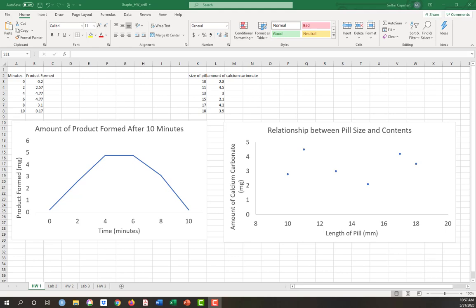Hey all, let's talk a little bit about graphs real quick, because it's really important that you, not just for science and this class, but in general, have the capability to read and interpret graphs. A graph is just a visual interpretation of data. And a good graph can make or break the story that is being told by the data.